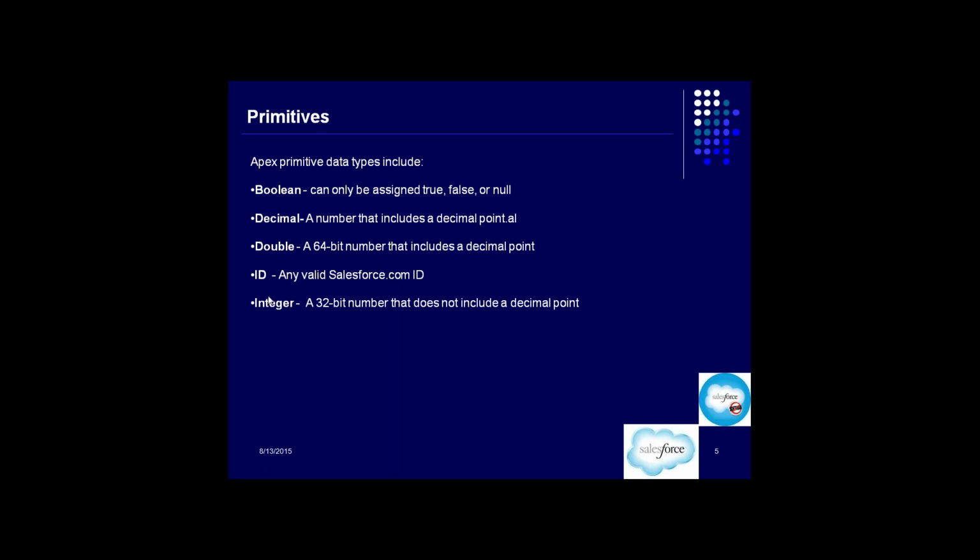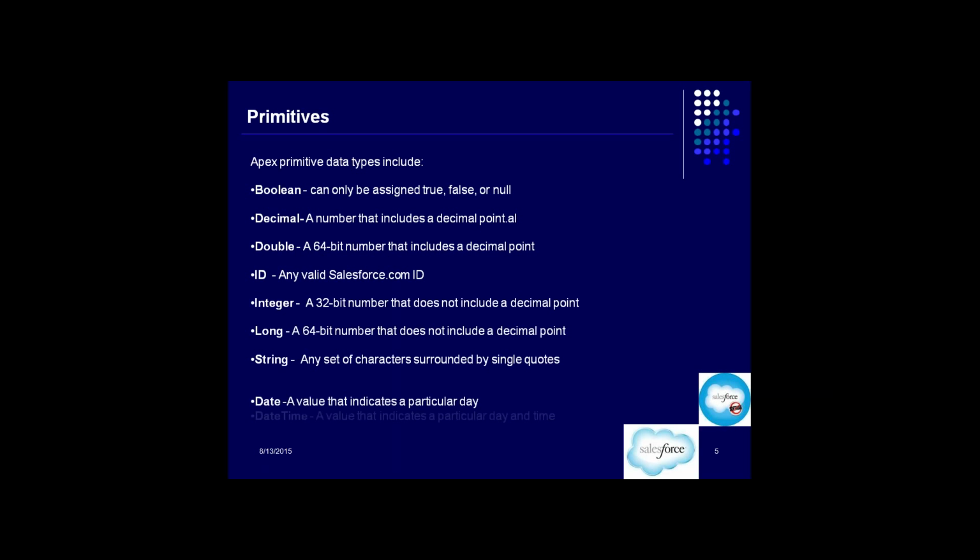Integer, a 32-bit number that does not include a decimal point. Long, a 64-bit number that does not include a decimal point. String, any set of characters, so string is basically text or text and numbers combined. Date, we understand what date is, what date time is, what time is. So all these are primitive data types. While you're writing a program, you can use these data types: Boolean, decimal, double, ID, integer, long, string, date time, time. All this is available.